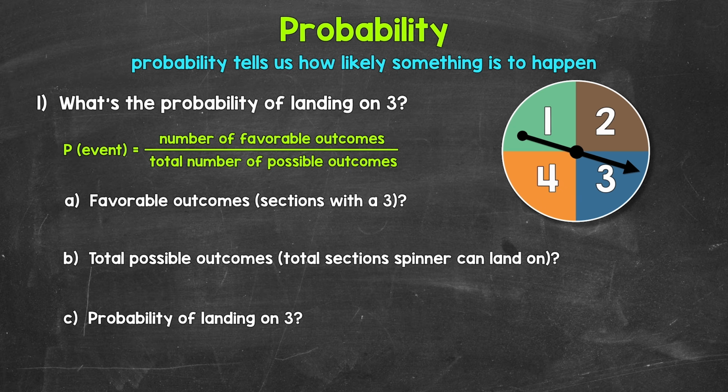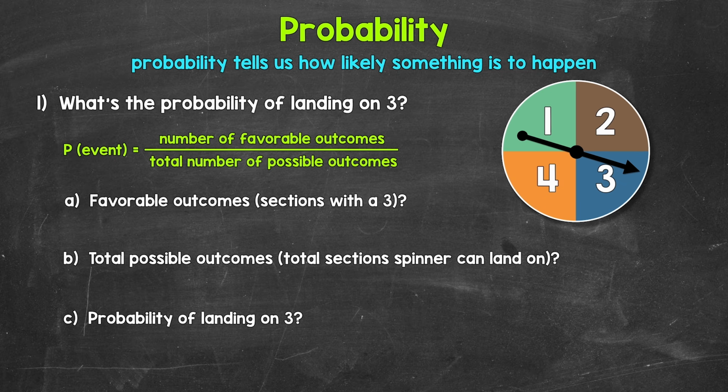Now, simply put, probability tells us how likely something is to happen. In other words, the chance of something happening. Not all things in life are sure things. We can't predict everything with 100% certainty, meaning we may not know what's going to happen. So when we are unsure about the outcome, the result of something, we can use probability to help us understand how likely something is to happen.